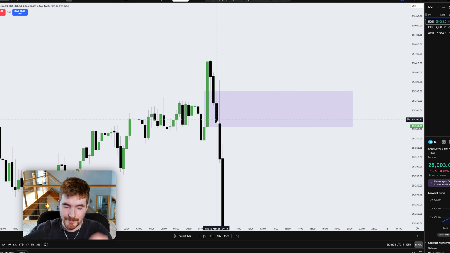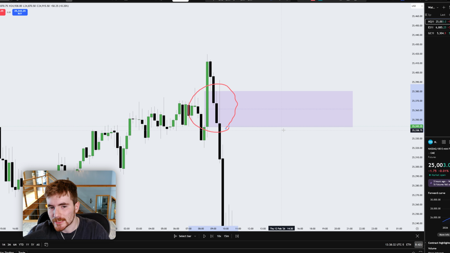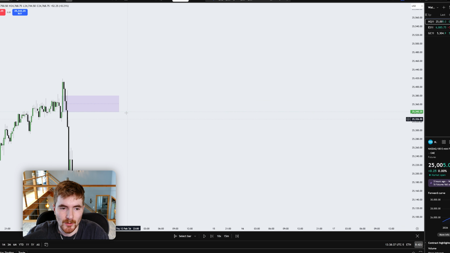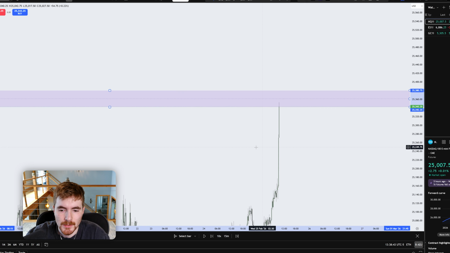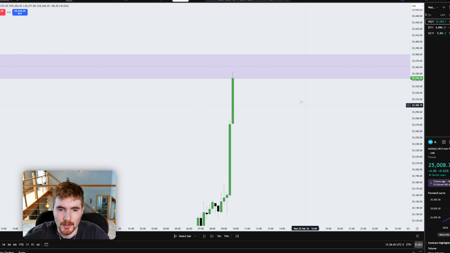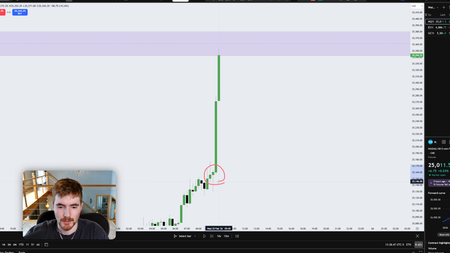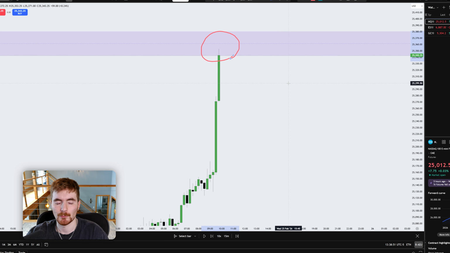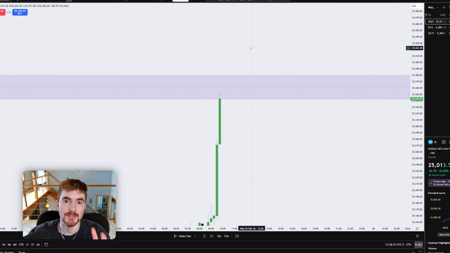Taking a look at my 15-minute chart here, as you can see, we formed a 15-minute inversion gap here from the 12th of February. And if I extend that all the way out, you'll notice that after the open on Wednesday here, which was right here, we traded straight up into this 15-minute inversion gap. So now I can look for step 2.